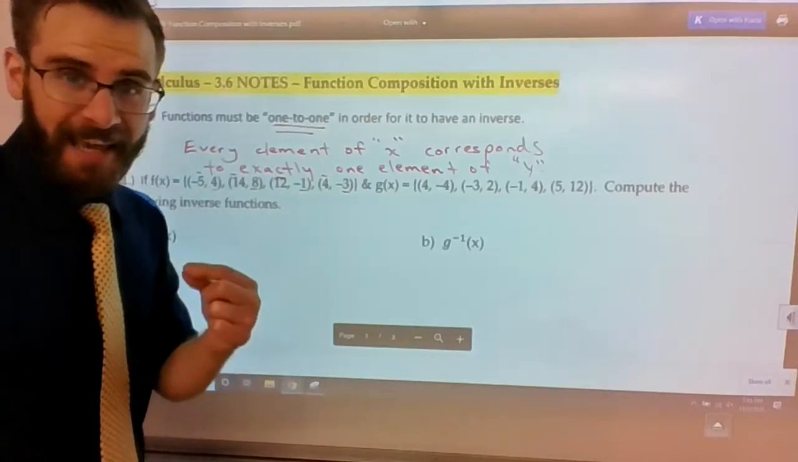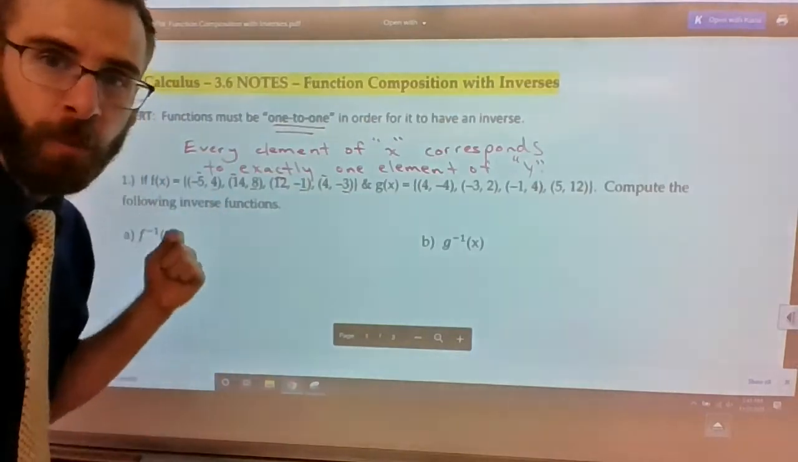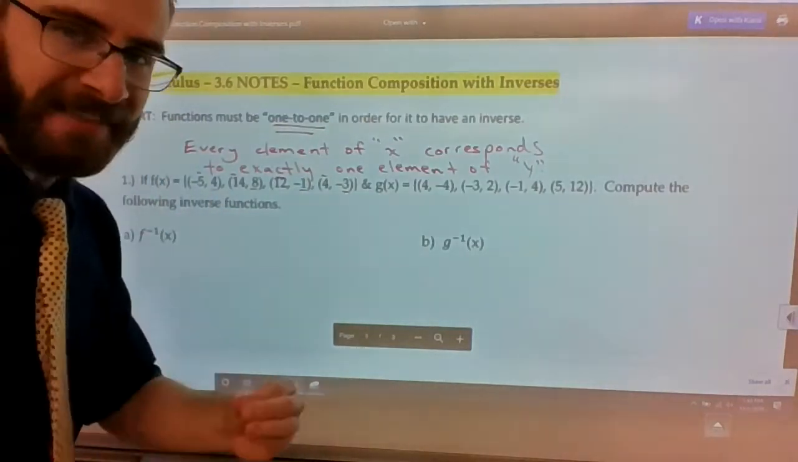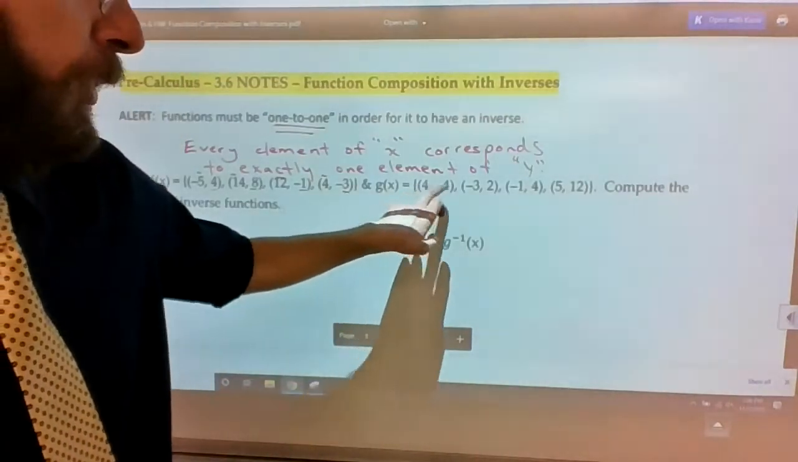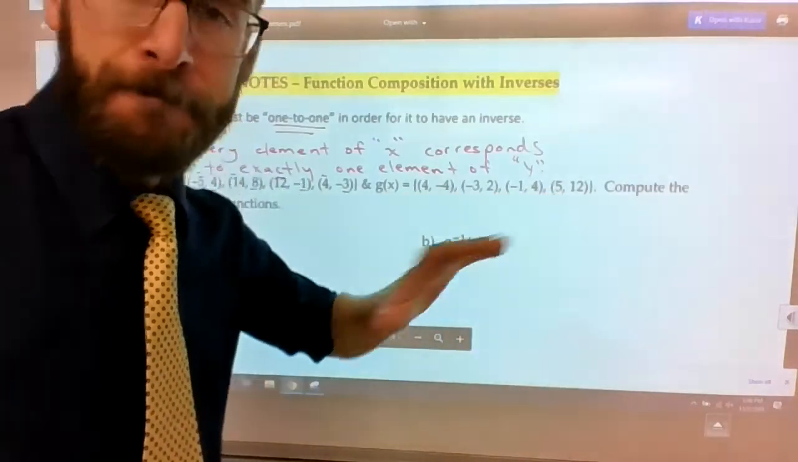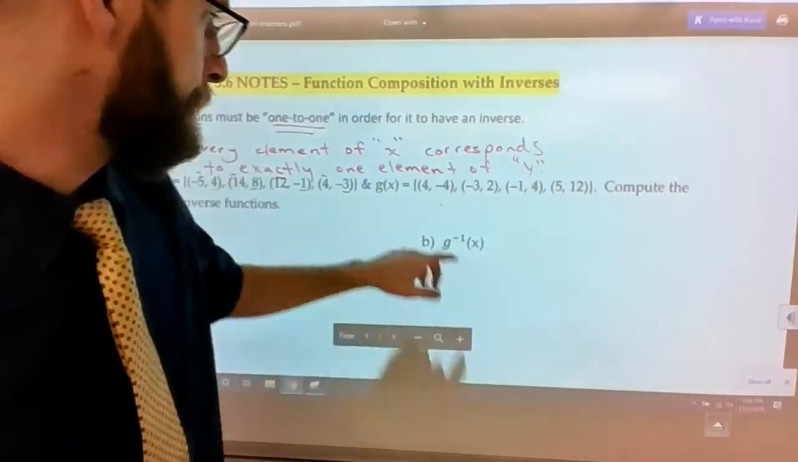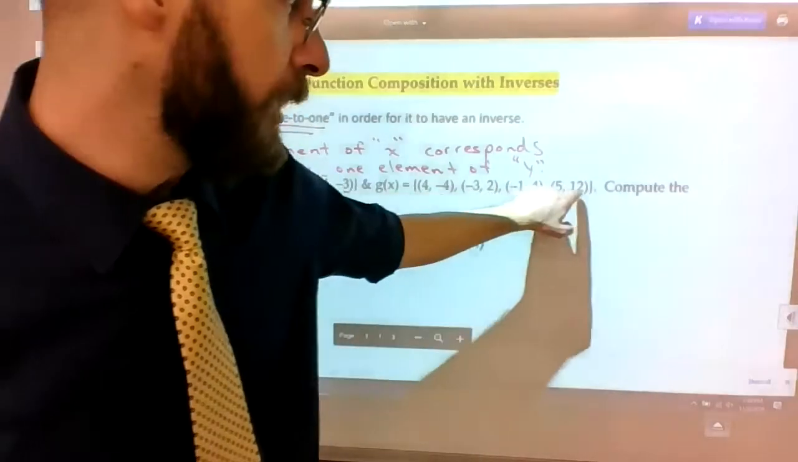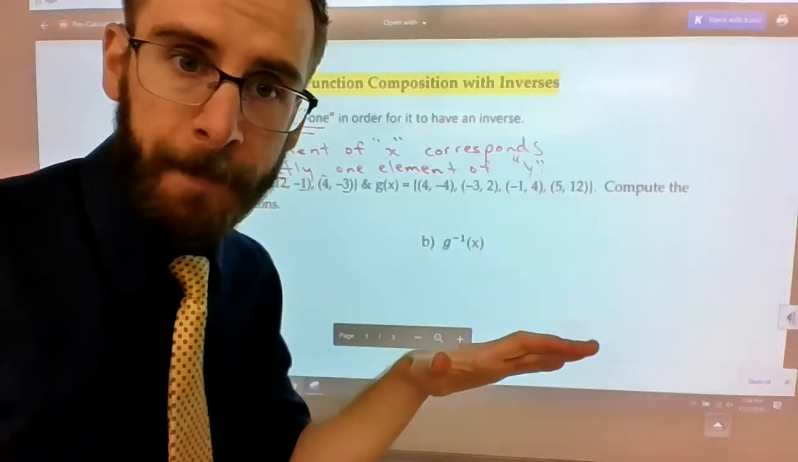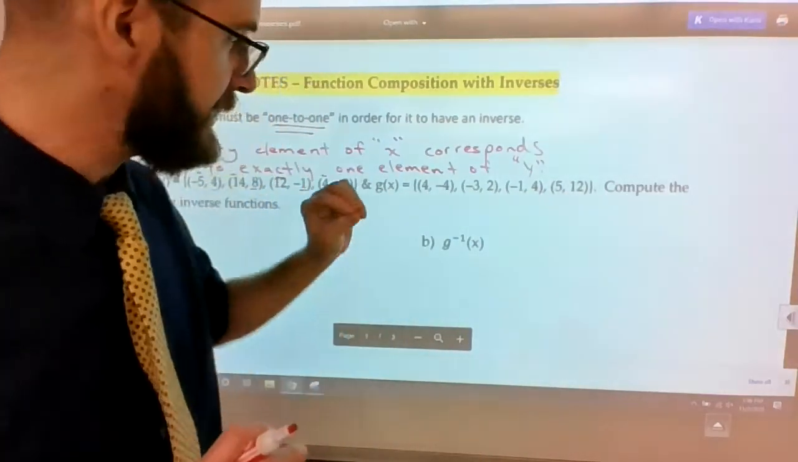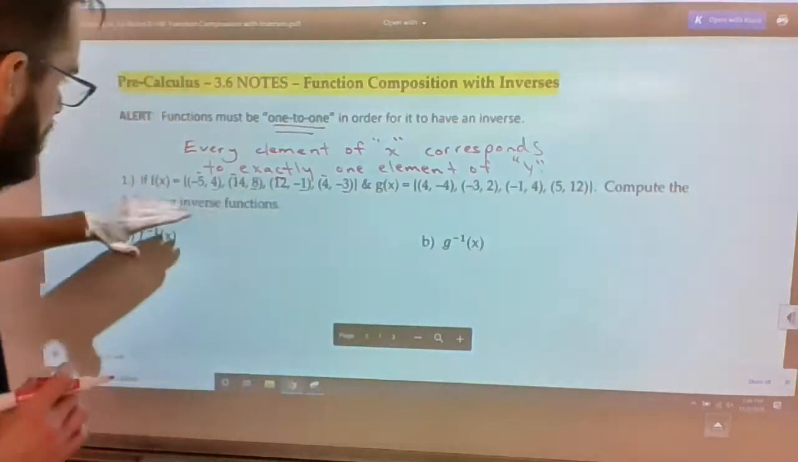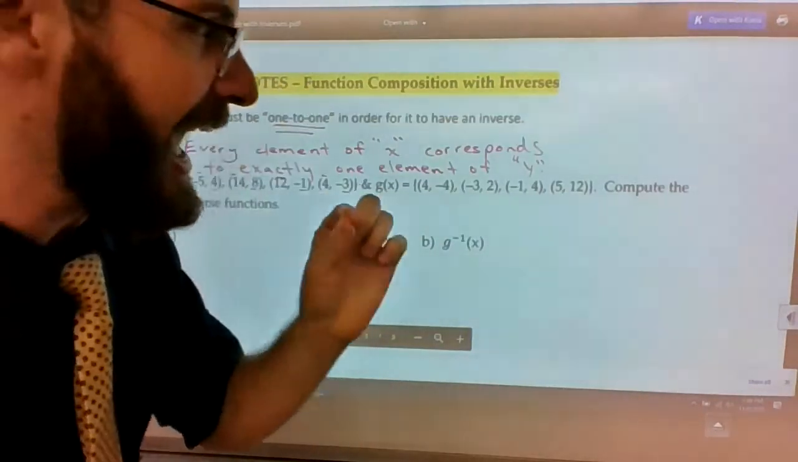If that's the case, then you know that it is indeed 1 to 1, which means it has an inverse. Same thing over here. 4, -3, -1, 5, no overlap of the x's. -4, 2, 4, -12, no overlaps with y's. So that can give you utmost confidence that G is 1 to 1, F is 1 to 1, and that they have inverses.